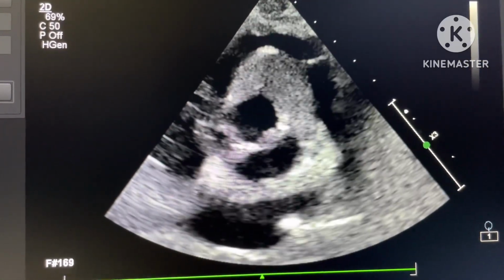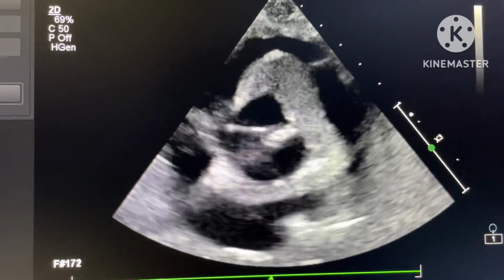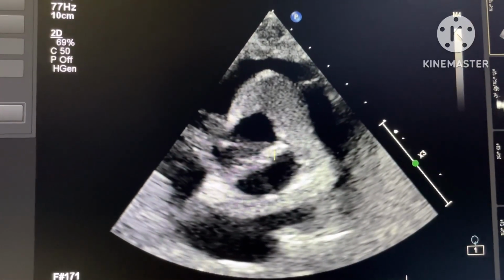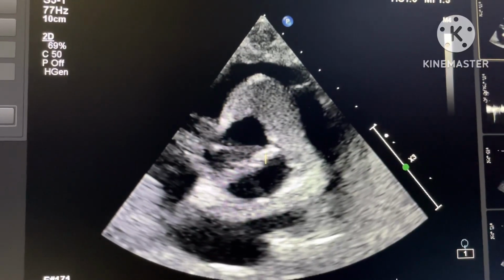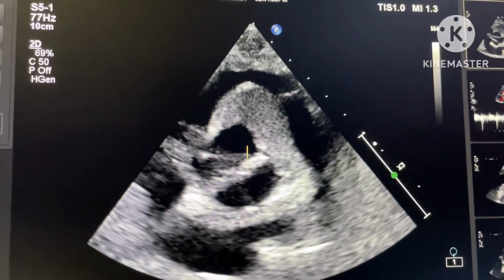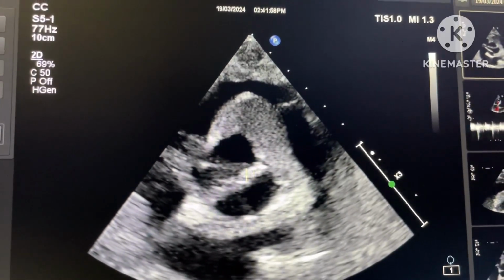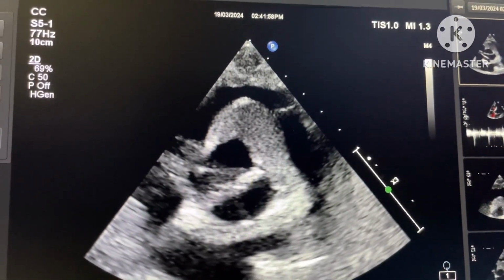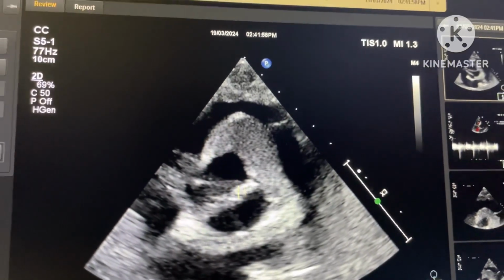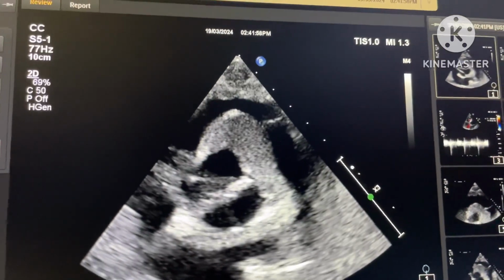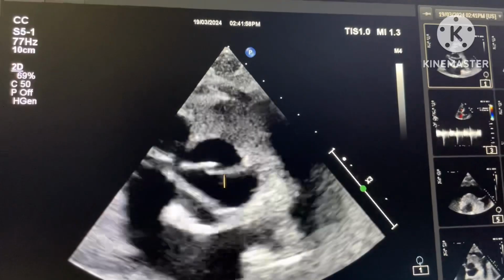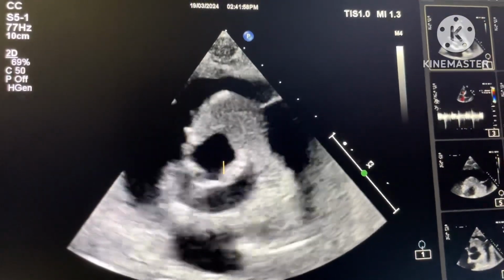Type 1 because one RFA is present. This is RFA. So one RFA is present, so bicuspid aortic valve with type 1. If there is no RFA, then it is type 0, and if there are 2 RFA, then this is type 2. So this is bicuspid aortic valve, type 1.